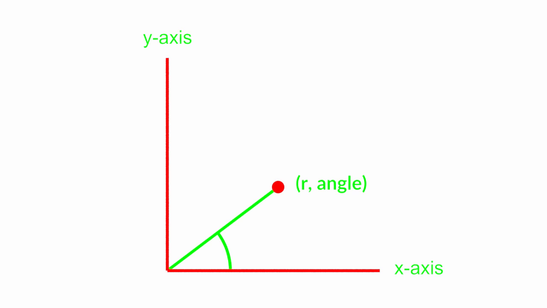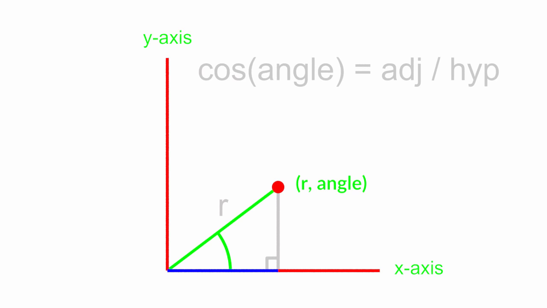Well, we can drop down the perpendicular, and then we have a right angle triangle. So we can work with trigonometric properties. For example, the x value is the adjacent over the hypotenuse, which in this case, the hypotenuse is r. So we can take that definition and substitute the cosine of that angle equal to x over r.